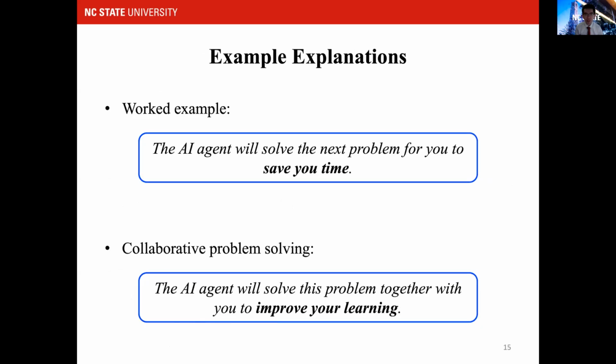Here are some example explanations. For work example, we explain the AI agent will solve the next problem for you to save your time. Here, saving time is a benefit. Additionally, to create a non-controlling tone, we describe what the AI agent will do. Similarly, for collaborative problem solving, we explain the AI agent will solve this problem together with you to improve your learning. Here, improving learning is the benefit.